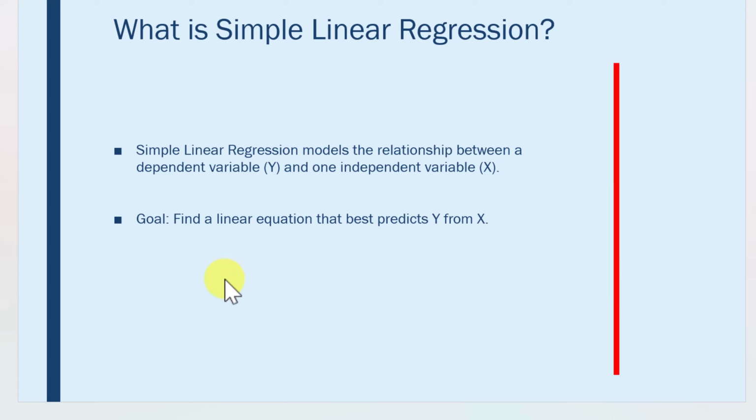A simple linear regression model is actually a relationship between two quantitative variables, a dependent variable y and an independent variable x. We put our independent variable on the x-axis and our dependent variable on the y-axis. Our objective is to find the linear equation that best predicts y out of x. That means if we have x, we can use this linear equation to predict the values of y.